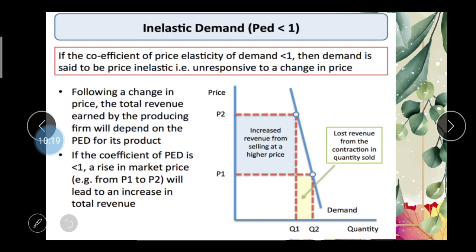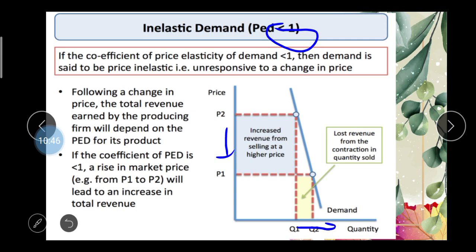relative inelastic demand is simply the opposite of relative elastic demand. Here you have minor changes in the quantity and higher changes in the price. Okay, so for inelastic demand the elasticity we get is less than 1. Following the changes in the price, the total revenue earned by the firm will depend on the PED of the product.